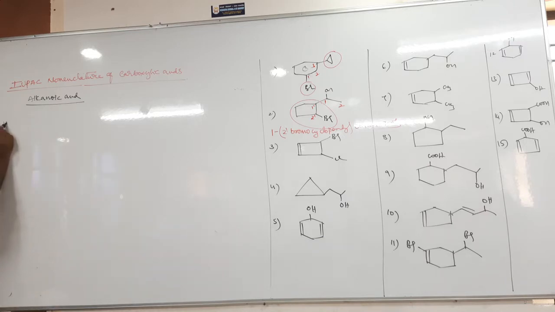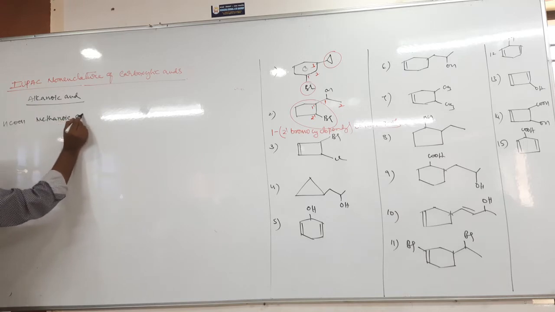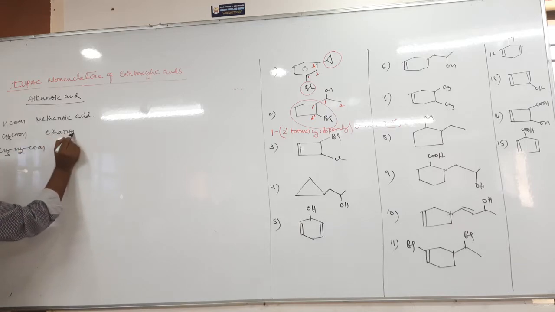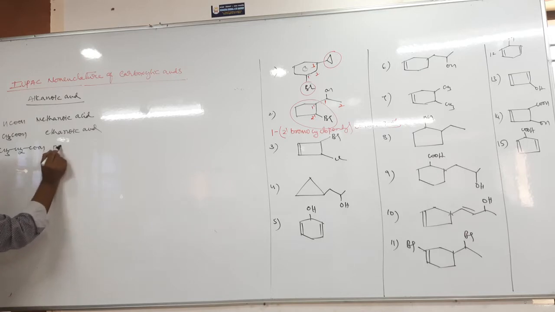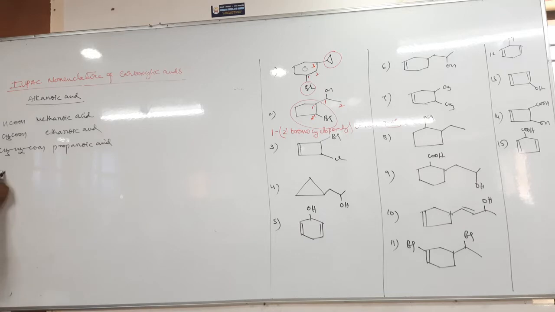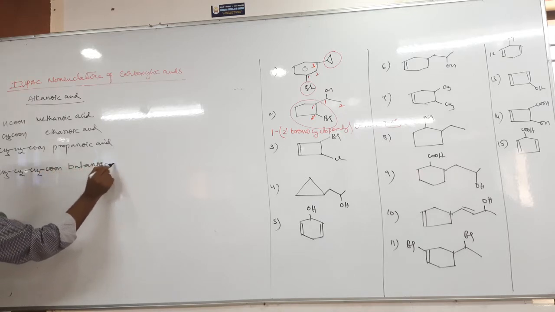Example, it is 1 carbon. What is the IUPAC name? Take down, all of you. Methanoic acid. 2 carbon, 3 carbon. It is ethanoic acid, propanoic acid, 4 carbon, butanoic acid.